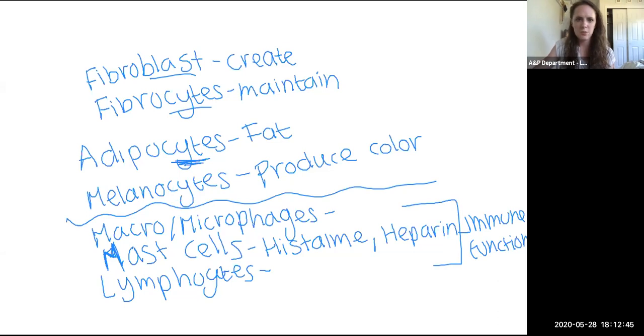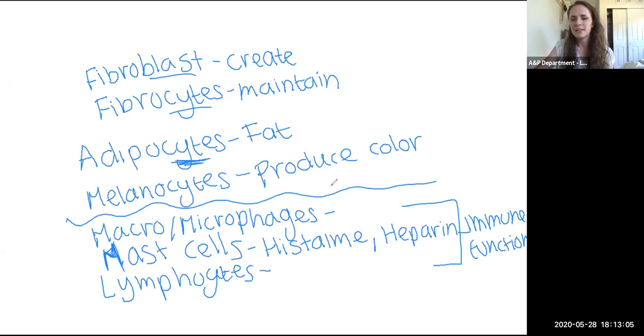So I'm going to go through these one more time. Fibroblasts create your matrix. Fibrocytes maintain your matrix. Adipocytes maintain your fat matrix. They're your fat cells. Melanocytes produce melanin or produce your skin color.